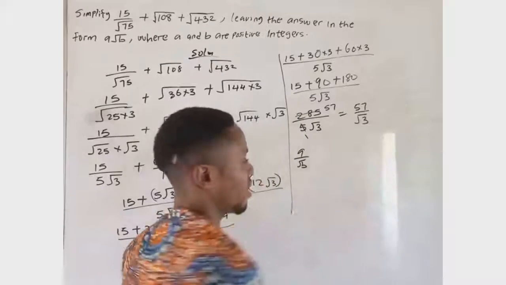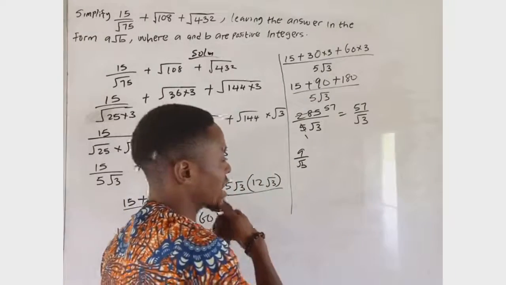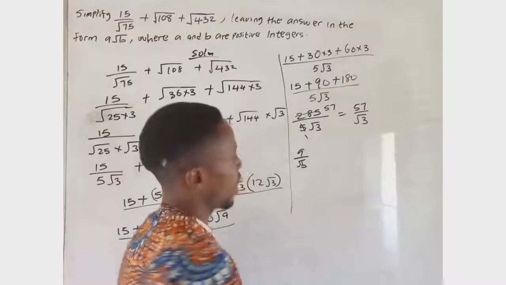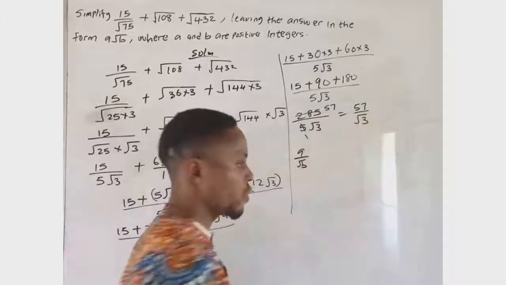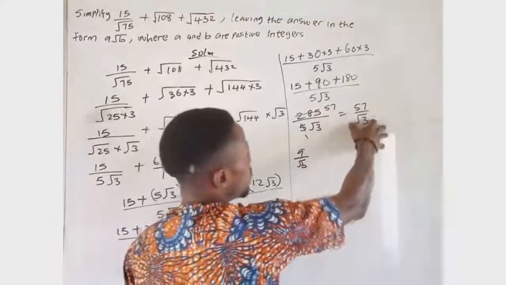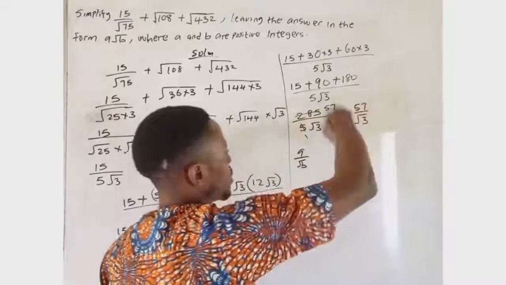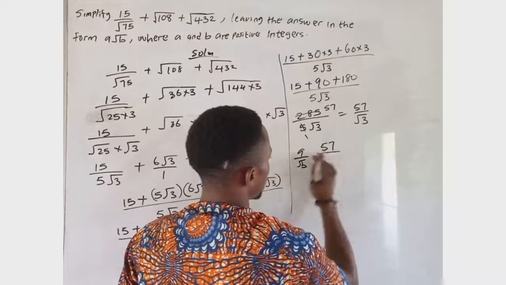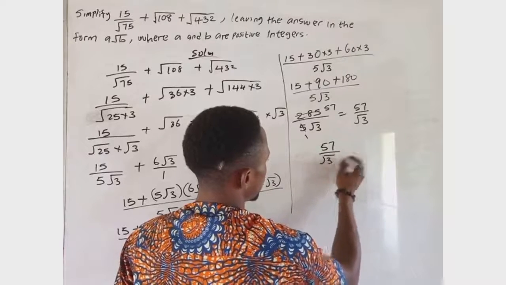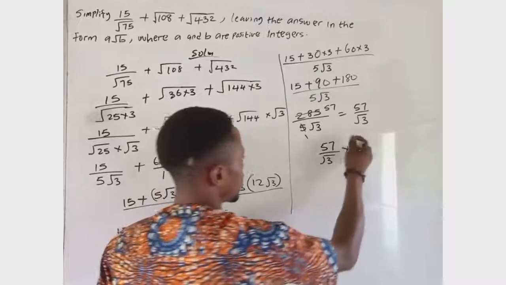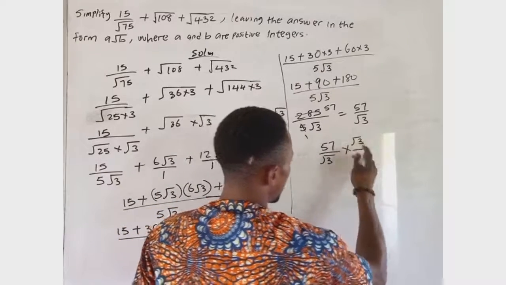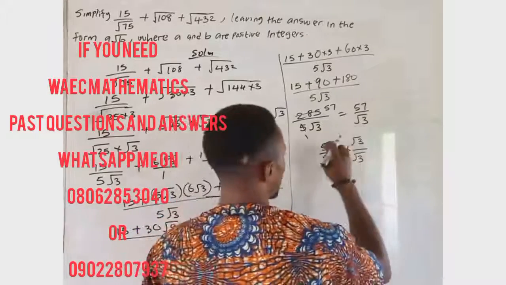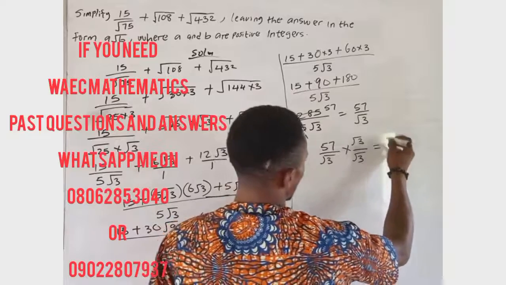To rationalize this one. You know, rationalize is the process of removing the irrational number from the denominator. And the irrational number for this denominator is root 3. So what we just do then is use this root 3 to multiply the numerator, and use it to multiply the denominator also. So this one now became 57 divided by root 3, multiply by root 3 over root 3.